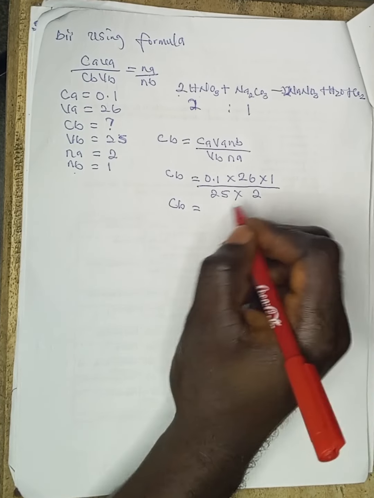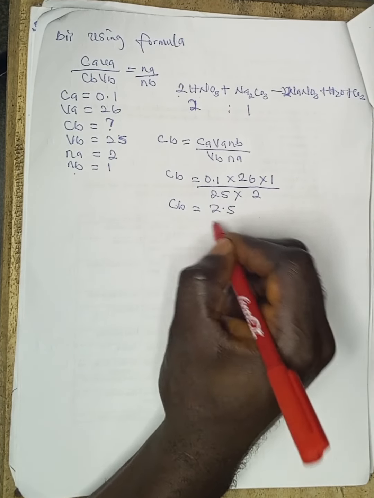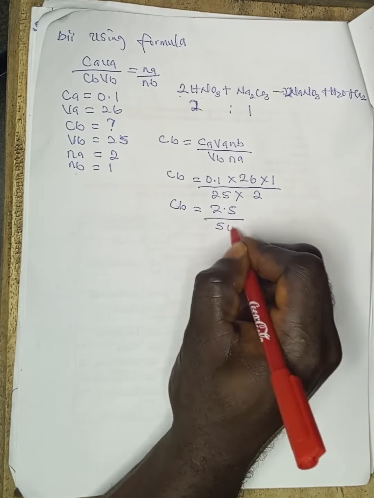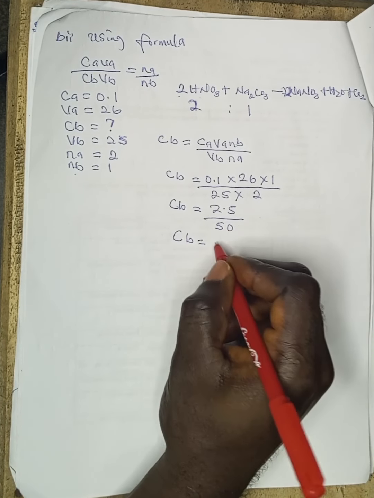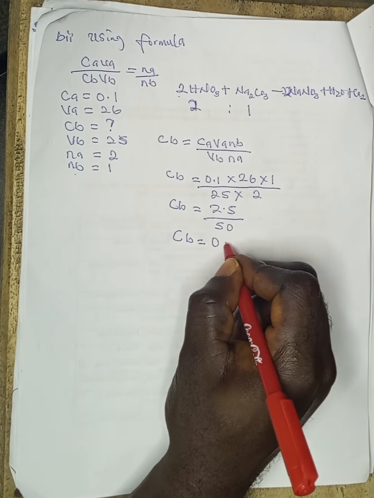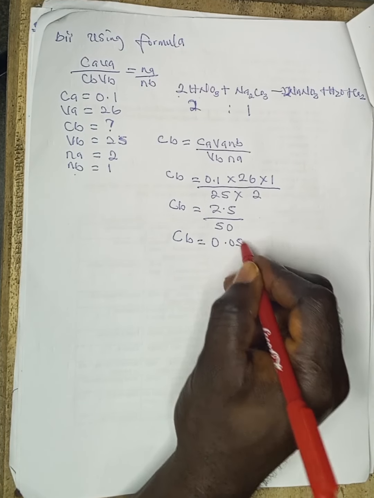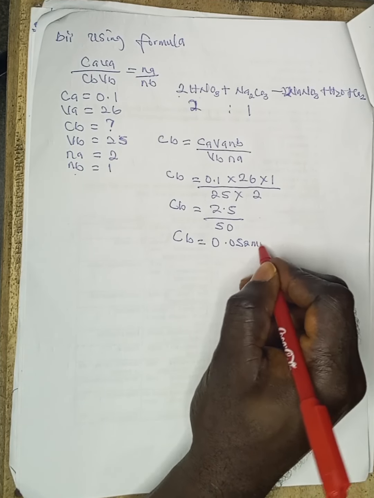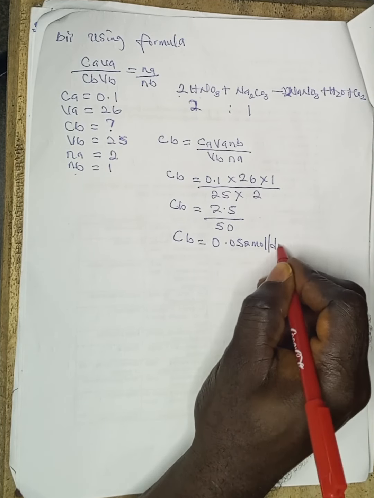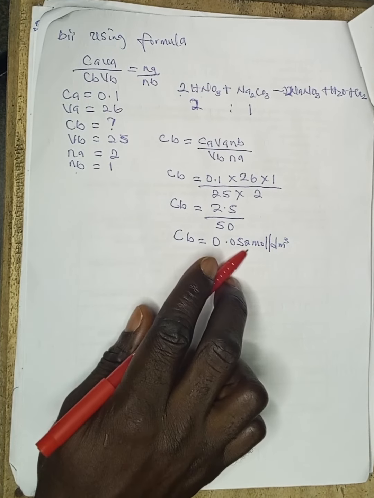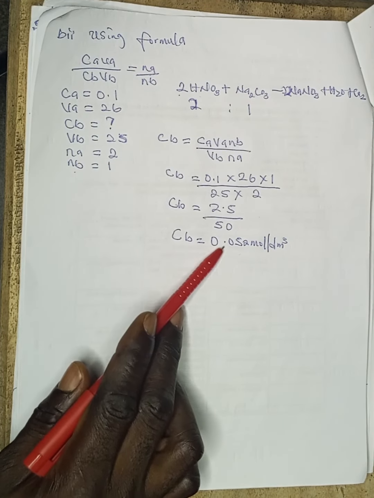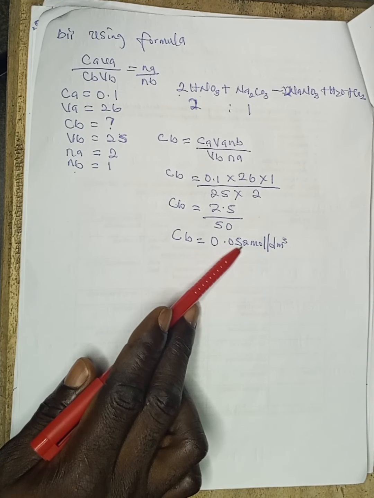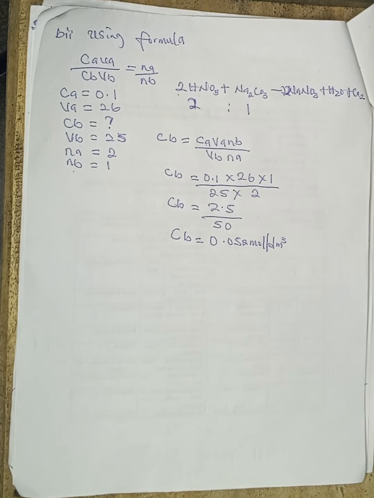CB now equals to 2.5 divided by 50. CB now is equals to 0.052 moles. You must put this unit, moles per DMQ. So at the end we have our CB as 0.052 moles per DMQ. Just take note of that, okay?